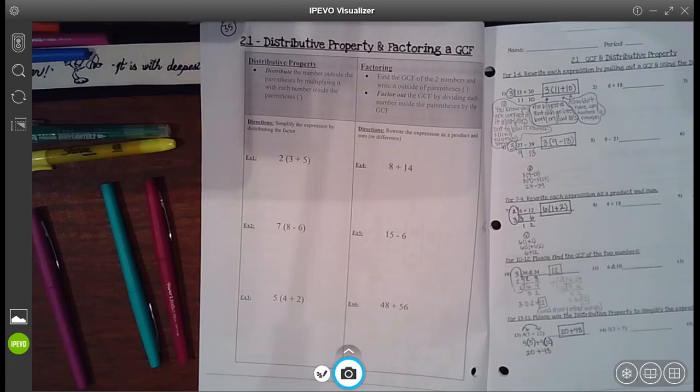Hello, my little mathematicians. Today we're going to review the distributive property and then introduce factoring out a GCF. Okay, so first off, let's do the distributive property.